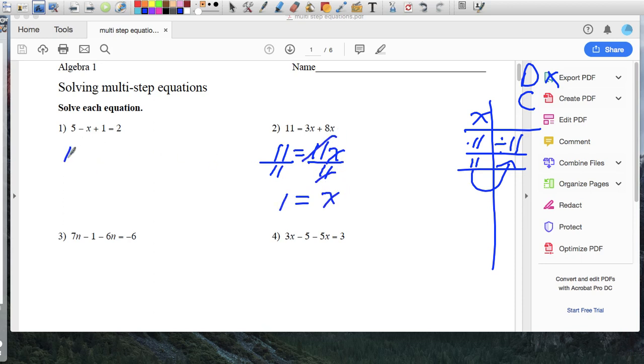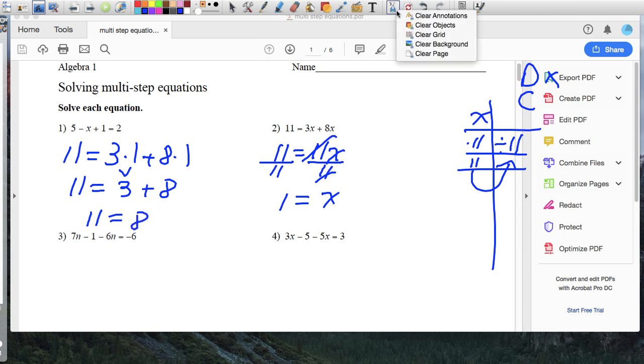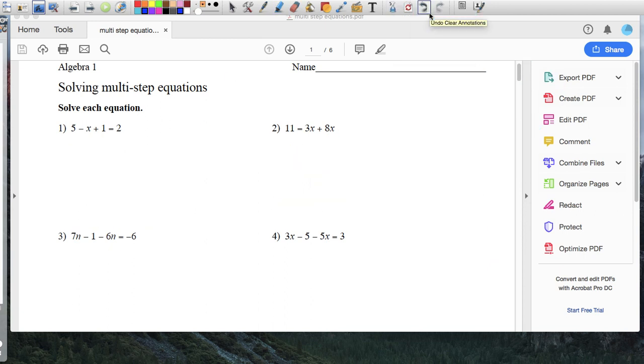Let's see if that's true. 11 equals 3 times 1, plus 8 times 1. 11 equals 3 plus 8, which is 11. So you can clearly tell that's correct. So now we're moving to 17.